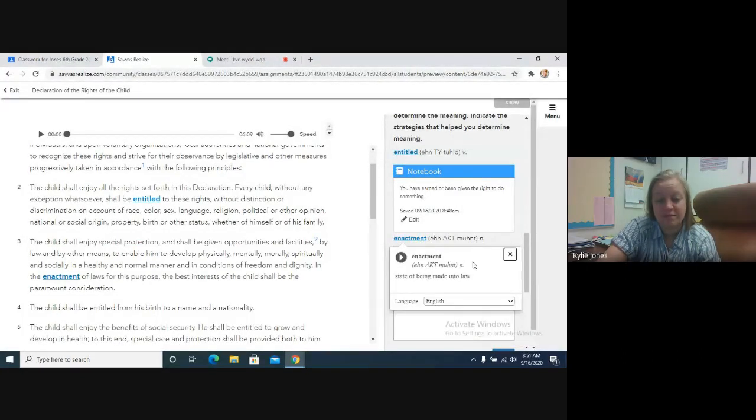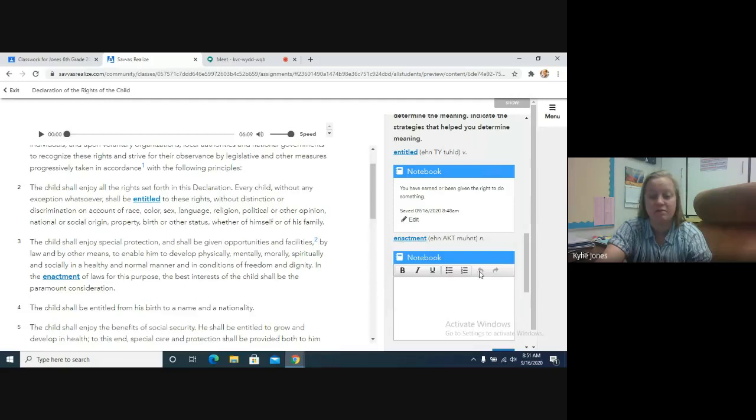So enactment in this case means that something is being made into a law. So they have gone through the process and enacted a new law. They're creating a law that people have to follow. So we could say it's the creation of a law. They are creating a law, enacting a law.